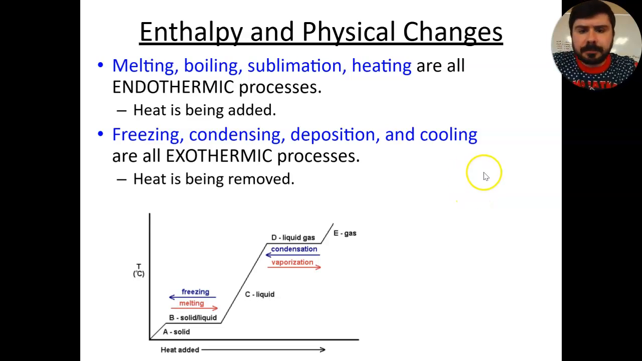So please don't forget about these. I would definitely mark this slide as important in some capacity, because knowing and understanding melting, boiling, and sublimation, and freezing, condensing, and deposition as either endothermic or exothermic processes is going to be really, really important for you guys.